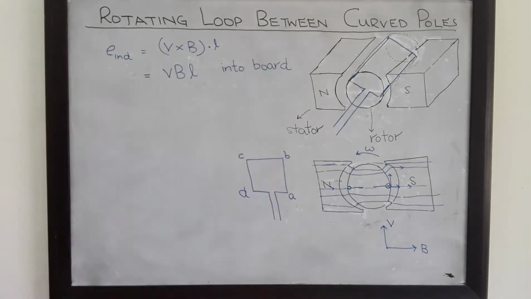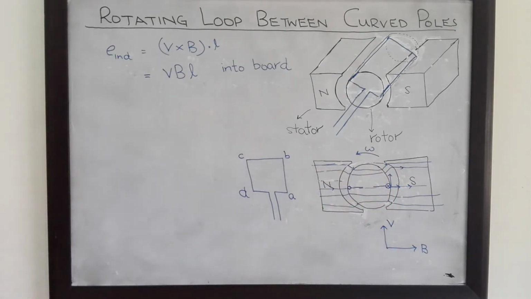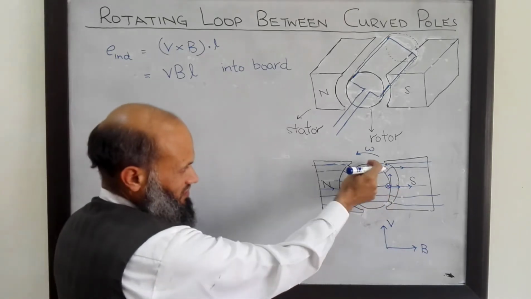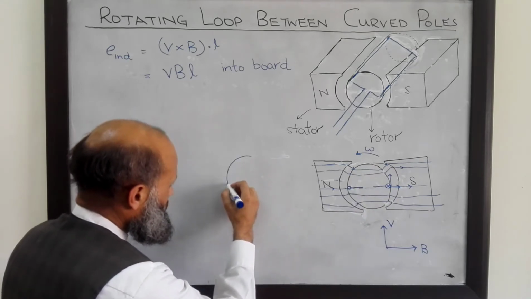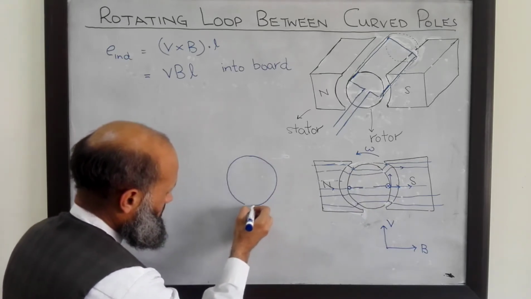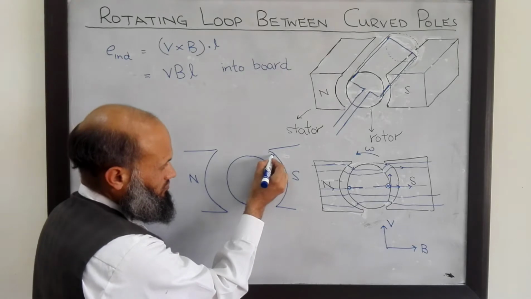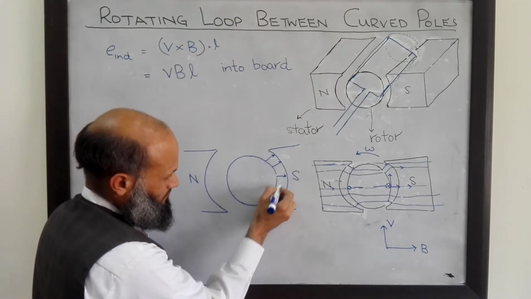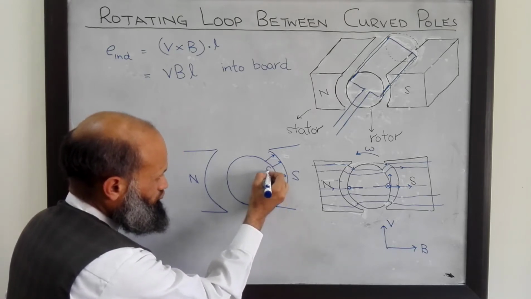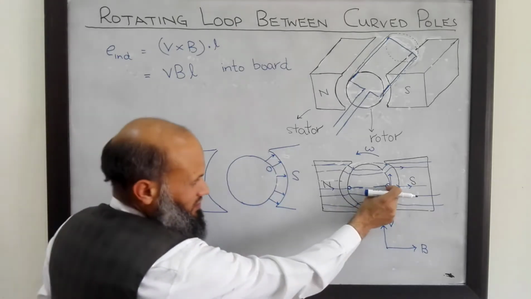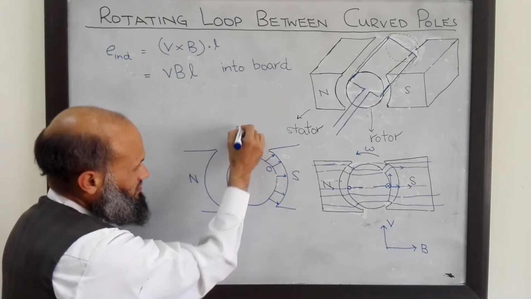What will happen when this conductor moves slightly upward? So let's depict this situation over here. After a certain time, this conductor would have moved to this location. So this situation is depicted over here. North pole, south pole. Flux lines are always perpendicular to this surface. And now the conductor has moved to this location, and its angular velocity is in this direction.